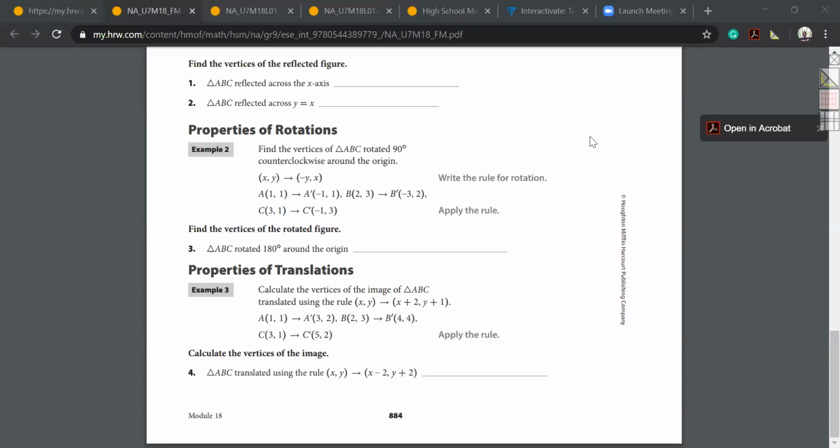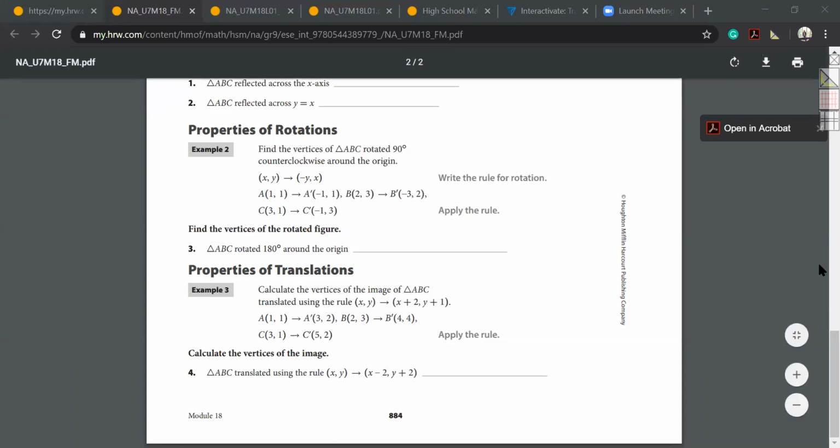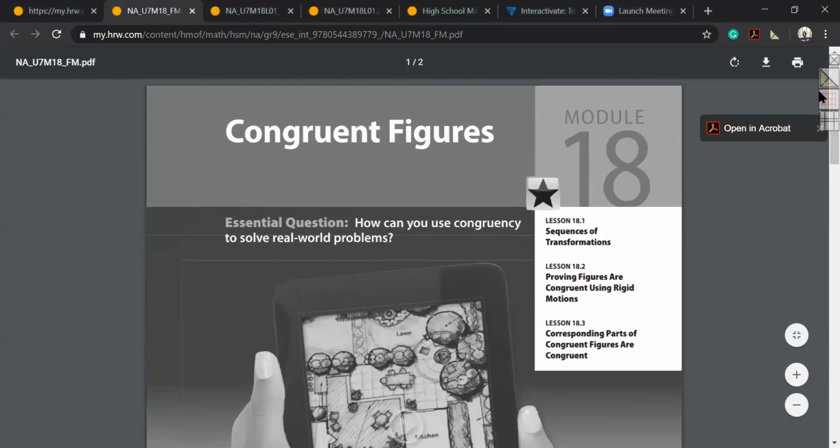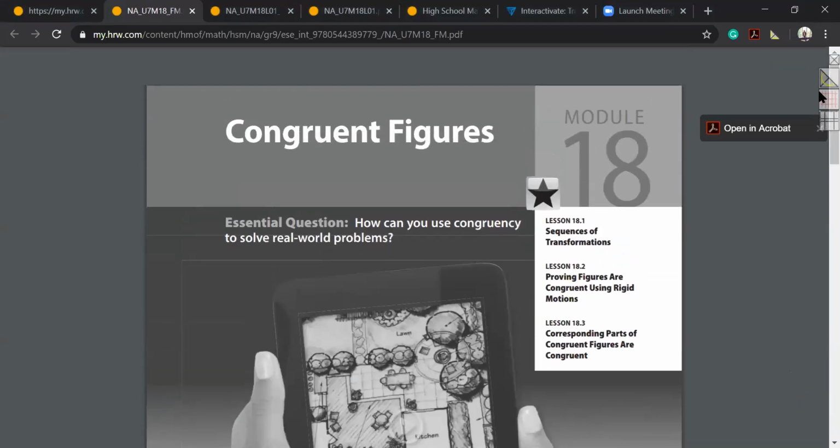Okay, today we are starting our new module, Module 18. Module 18 is called Congruent Figures. You know what congruent is, right? Congruent means equal. We are going to be talking about figures that are transformed into other figures, and we have to ask ourselves, are the two figures congruent or not?